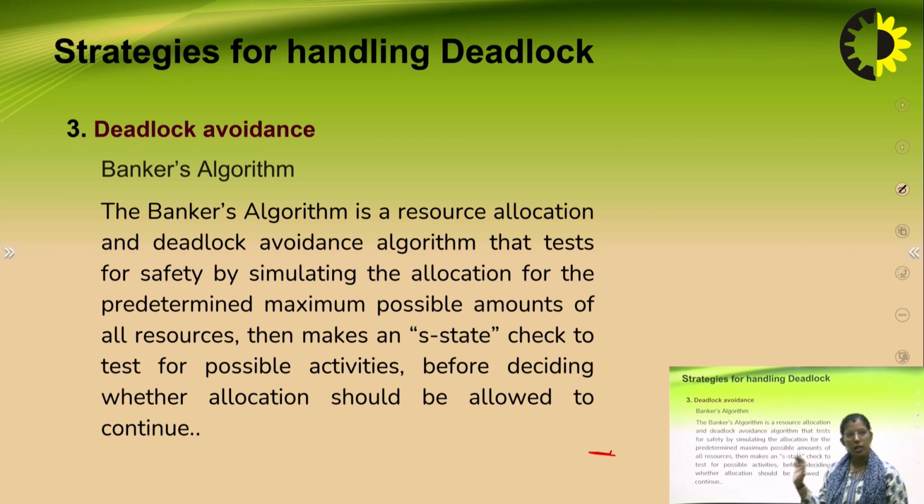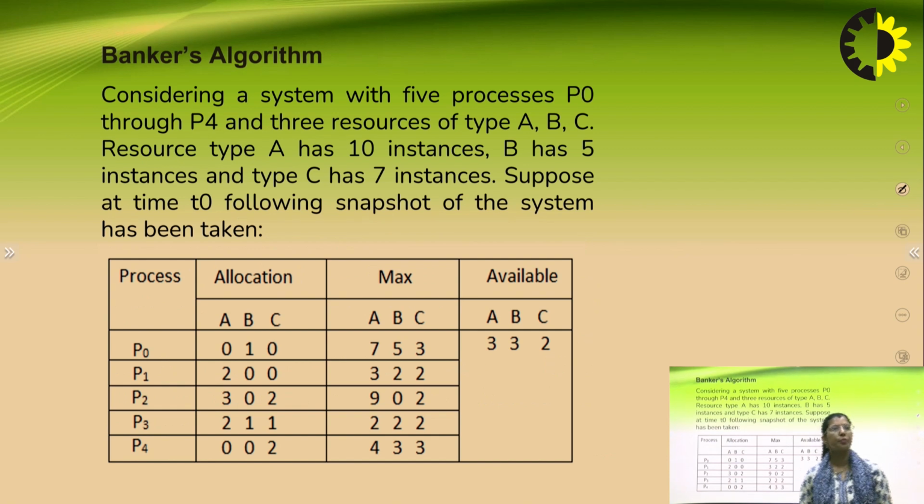It is a resource allocation and deadlock avoidance algorithm that tests for safety by simulating the allocation for the predefined maximum possible amounts of all the resources, then makes an S-state check to test for possible activities before deciding whether the allocation should be allowed or continue. Basically, let's see an example, then you will learn about it more clearly.